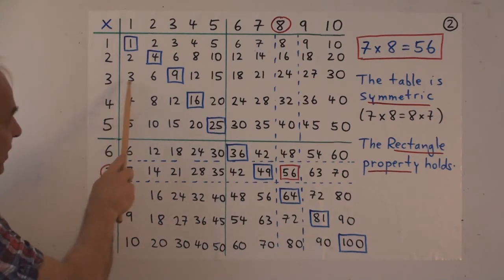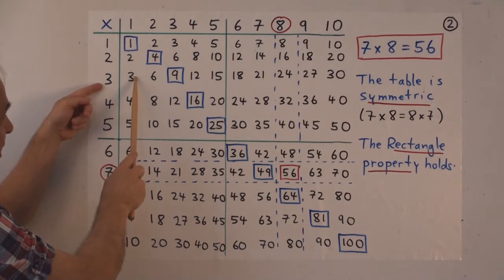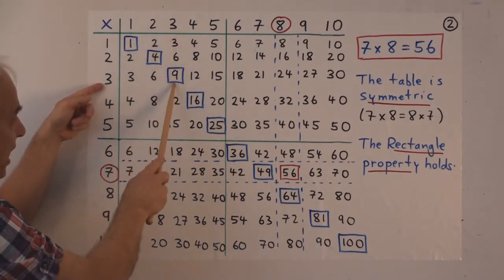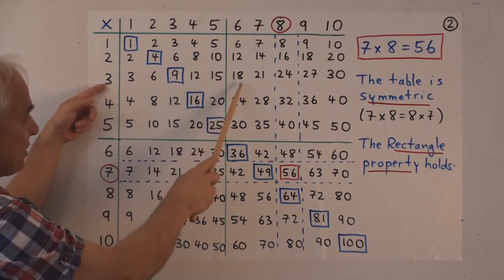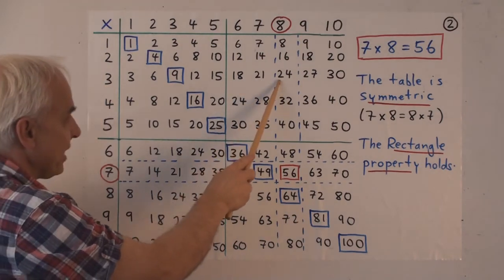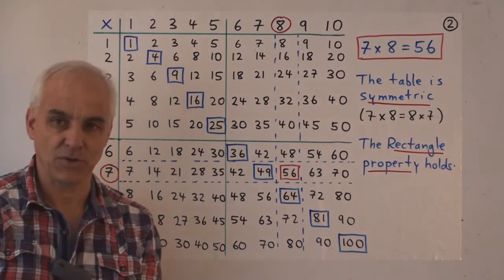The multiples of 3 along here. When we multiply by 3, 3 times 1 is 3, 3 times 2 is 6, 3 times 3 is 9, 3 times 4 is 12, 3 times 5 is 15, and then the new ones, 3 times 6 is 18, 3 times 7 is 21, 3 times 8 is 24, 3 times 9 is 27, and 3 times 10 is 30.